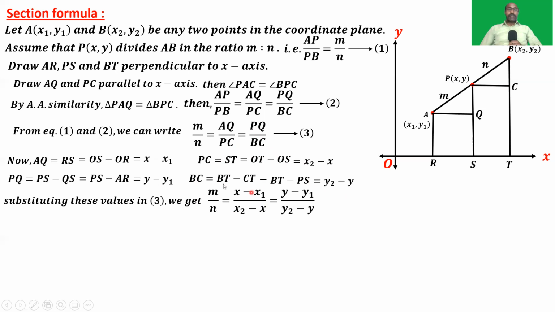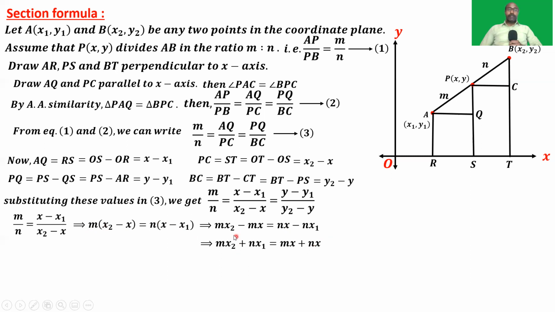Now take the first two terms, that is, m by n is equal to x minus x1 by x2 minus x. From this, by cross multiplication, m into x2 minus x is equal to n into x minus x1, and by multiplying we get mx2 minus mx is equal to nx minus nx1. Take all the x terms to one side. Now we can write mx2 plus nx1 is equal to mx plus nx. Taking x common in these two terms, we get x into m plus n is equal to mx2 plus nx1. Now x is equal to mx2 plus nx1 by m plus n.